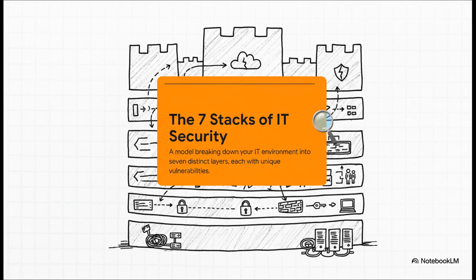Just think of it like a blueprint for a digital fortress. It breaks your entire environment, everything from the physical cables all the way up to your application's code, into 7 distinct layers. Each one has its own job, and more importantly, its own unique set of weaknesses.